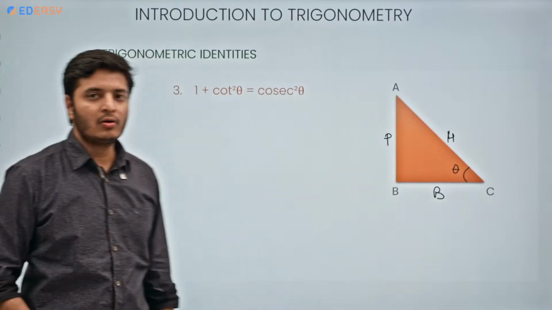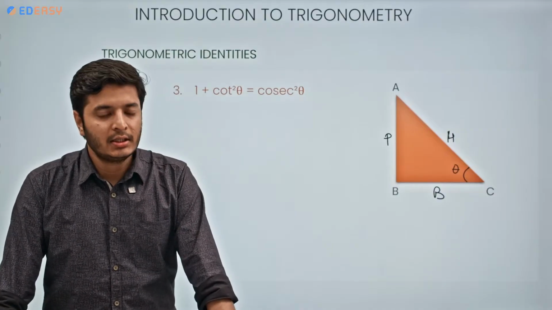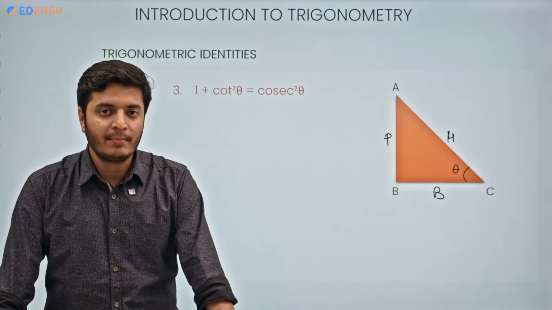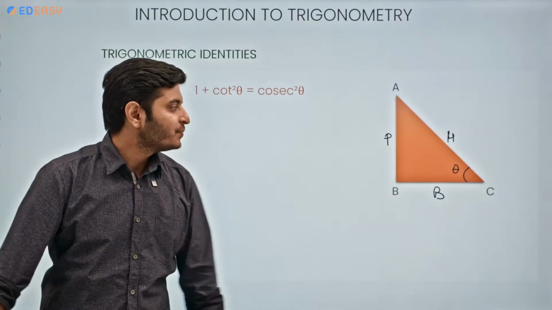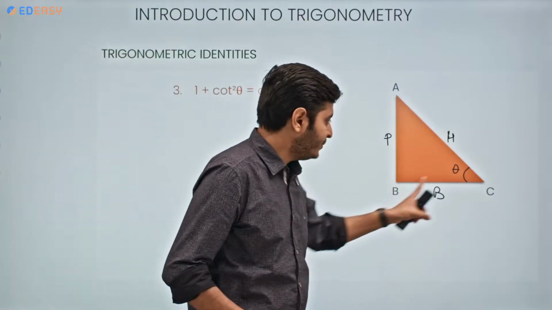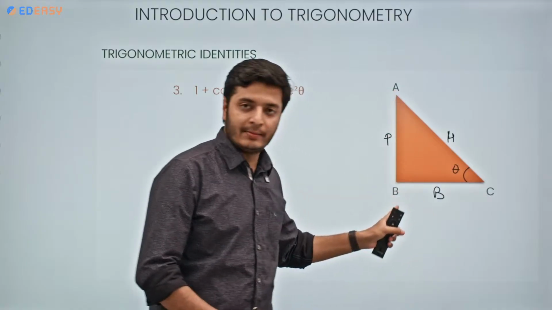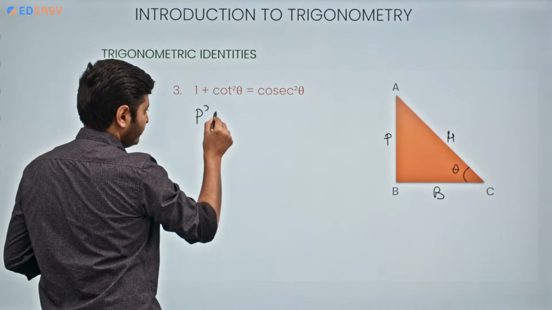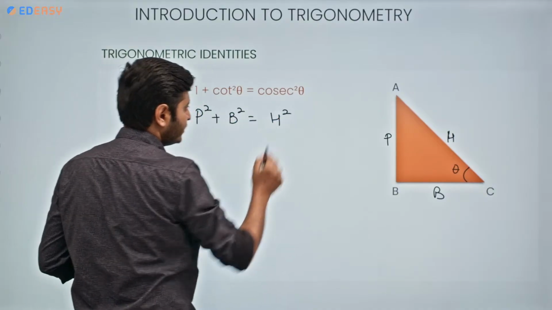We need what? Cot theta. Cot theta is the reciprocal of tan theta. Tan theta is what? Perpendicular by base. So cot theta would be 1 by perpendicular by base, so basically base by perpendicular. So it means I need base by perpendicular, BC by AB. Correct? So first I will write the Pythagoras theorem. P square plus B square is equal to H square.